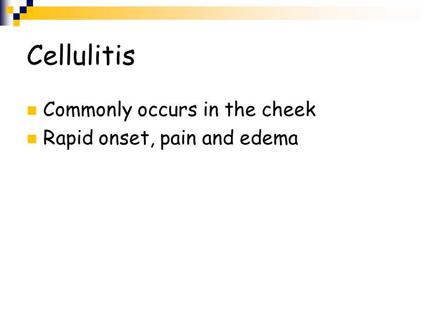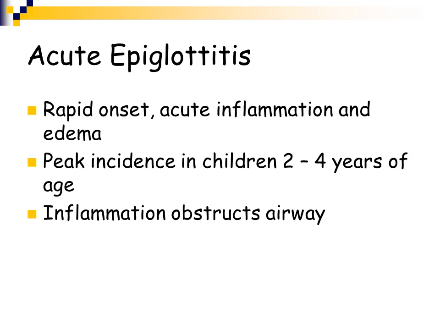Cellulitis also can occur, and it's more commonly occurring in the cheek, and this is a rapid onset with pain, red, and swelling of the cheek area. Acute epiglottitis is another type of infection, and again, this is rapid onset and acute inflammation and swelling of the epiglottis. This has a peak incidence in children between the ages of 2 and 4, and the epiglottis can get so inflamed and swollen that it can obstruct the airway.